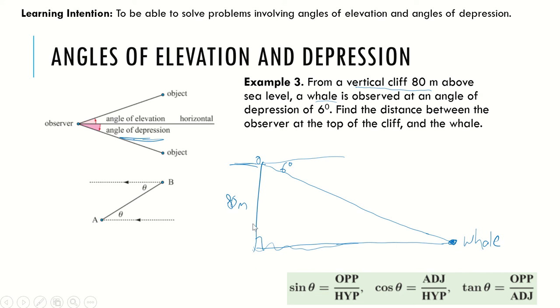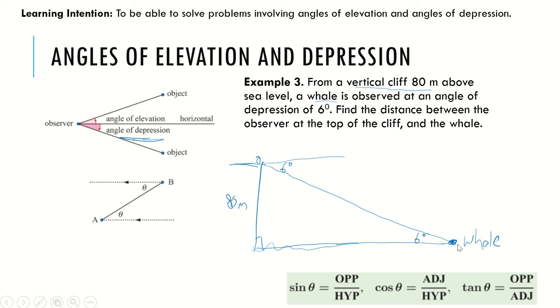Right angle triangle's here. So we've got our 80 meters high vertical cliff, we've got our right angle, we've got 6 degrees. So usually what I do is we can use something called alternate angles. I'm not going to prove this to you, but if you have two parallel lines, and if you cut these two parallel lines with a diagonal line, this angle in here is going to be equal to this angle in here. So this angle in here, we have parallel line, so sea level is parallel with the horizontal. This diagonal line through here, this angle here is going to be equal to this angle here. So this little angle down here is also 6 degrees.